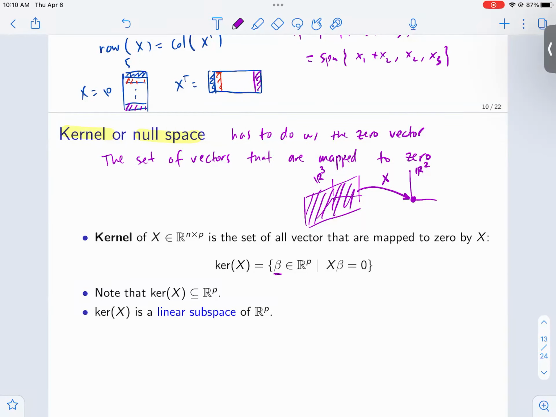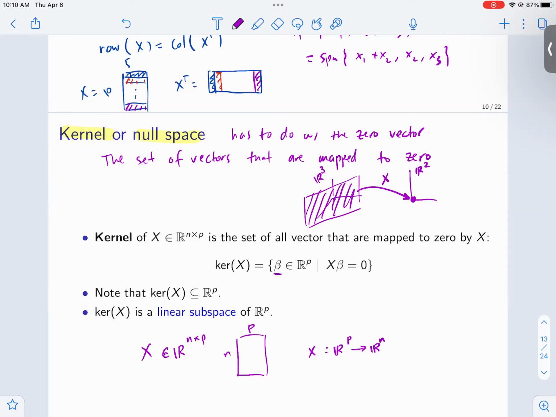Remember X, sometimes we write it as N by P. So this is an N by P matrix. When you have an N by P matrix, it's really a mapping. Sometimes I write it as a mapping from R^P to R^N. The number of columns is the dimension of the input space, and the number of rows is the dimension of the output space. So it really maps from R^P to R^N.